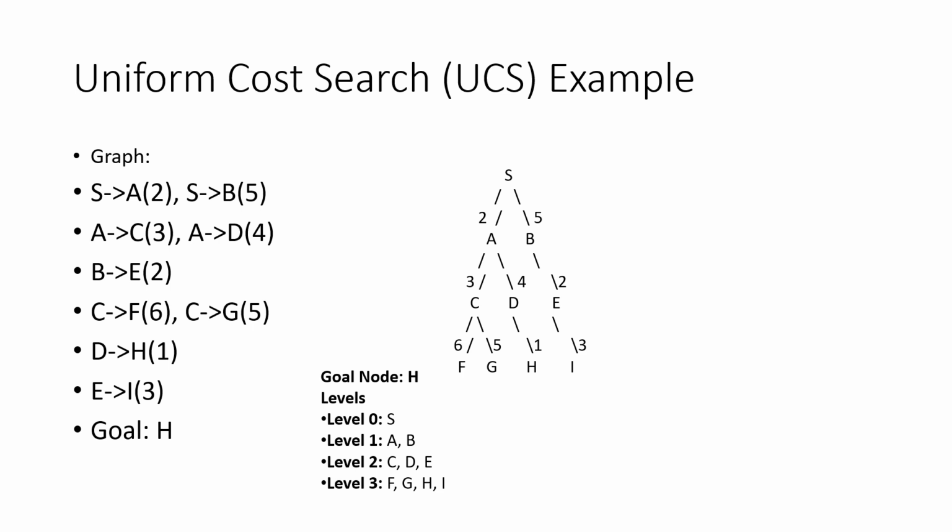Okay, so this is the starting node. What is our goal node now? We have to reach our goal, H. So we have to check these levels. S is level 0, level 1 is the A and B nodes, level 2 is the C, D, E nodes, and level 3 is F, G, H, I. So these are all the node levels of representation. Our goal node is H, and that is what we have to reach.